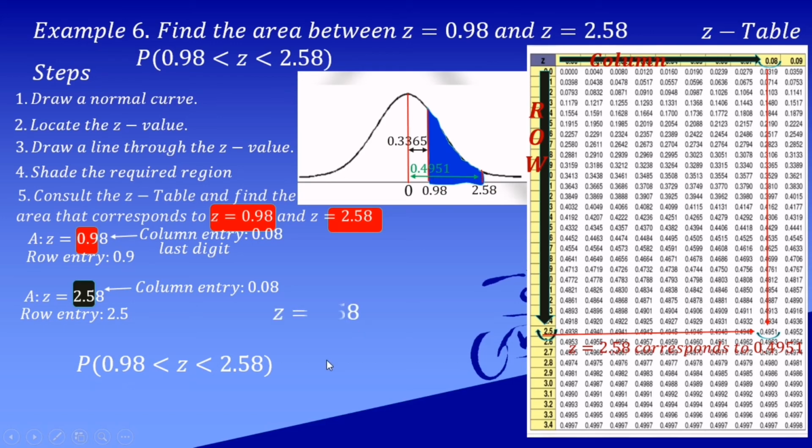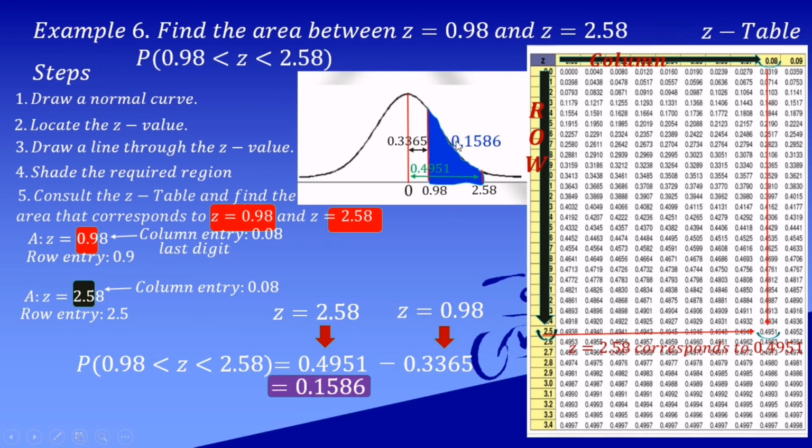From 0 to 2.58, the area is equivalent to 0.4951. So, to find our shaded region, we subtract the area of Z equal to 0.98, which is 0.3365. So, subtract. That gives 0.1586. That is the area of our shaded region. So, the required area between Z equal to 0.98 and Z equal to 2.58 is 0.1586.